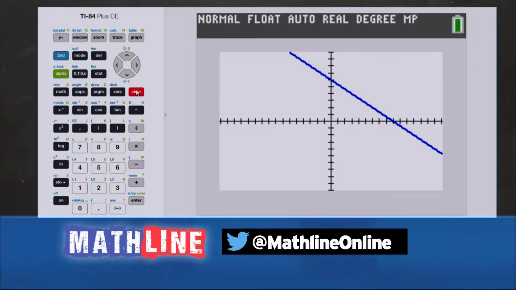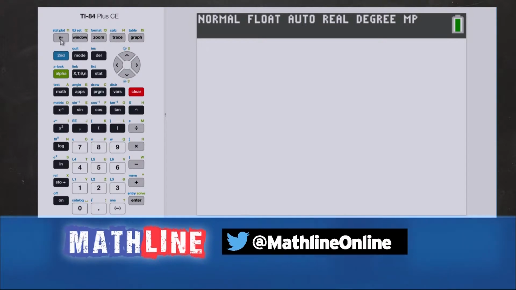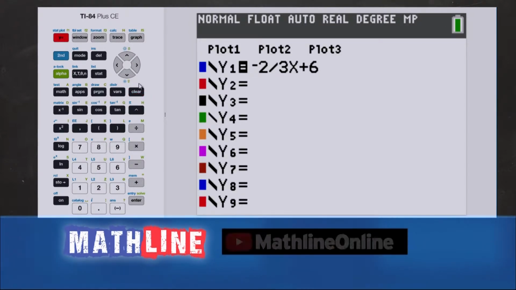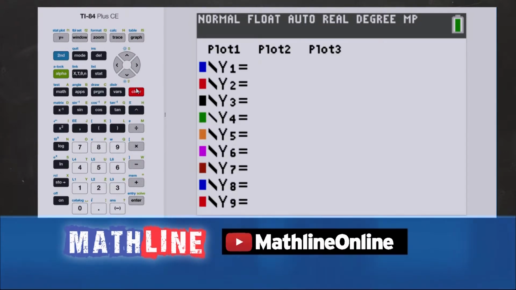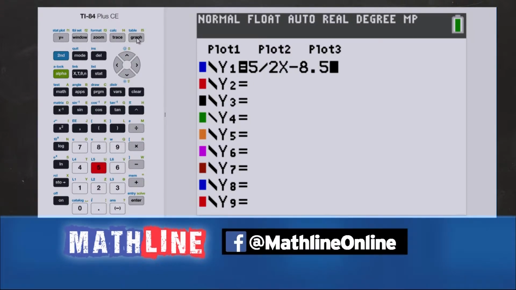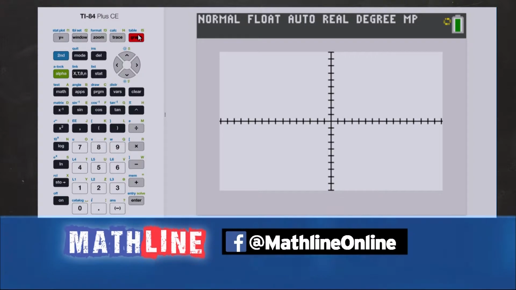Let me clear out what we got here from last one. Let's go up there. And by the way, some of you wonder, how do you clear those? Just hit clear. Delete doesn't do very well, but clear will knock that whole thing out for you. And let's put in 5 halves, and we'll put an x right there. And we're going to subtract 8.5. We'll graph that. And that makes sense that we should have a half on there because we had a half in the slope, so it should work better.